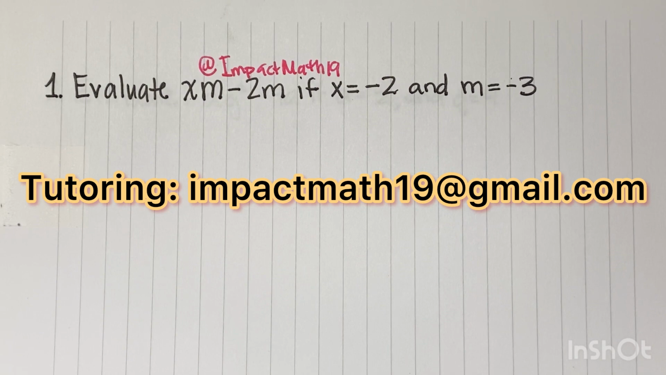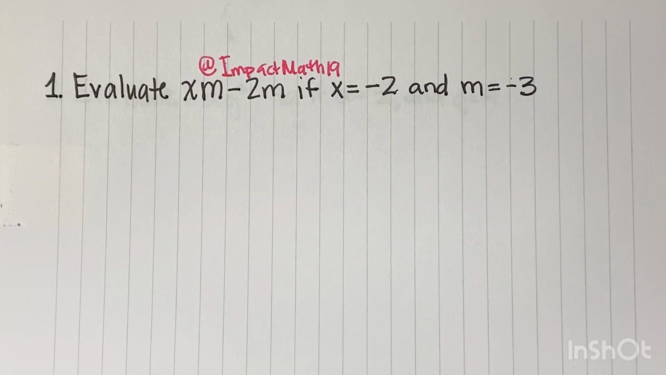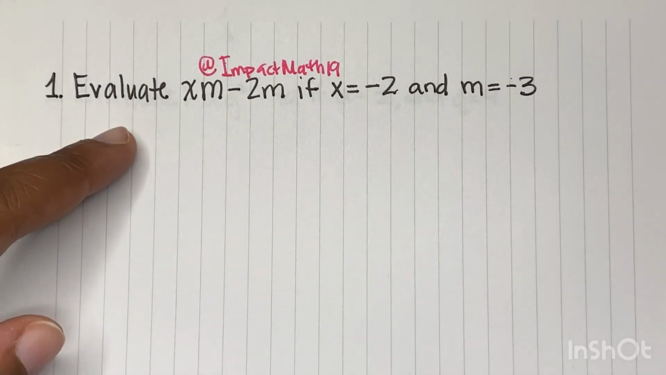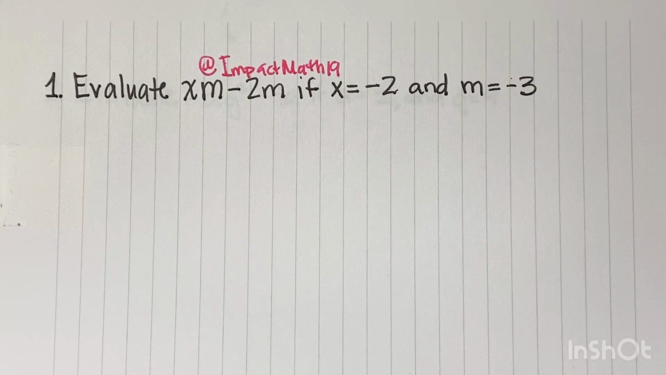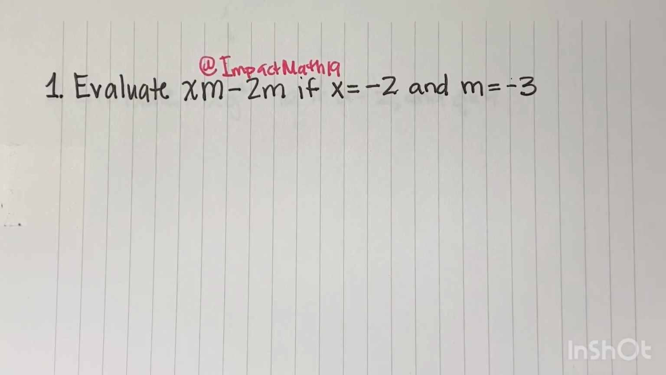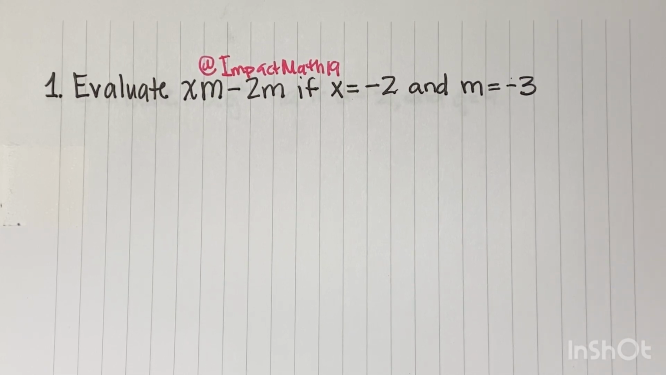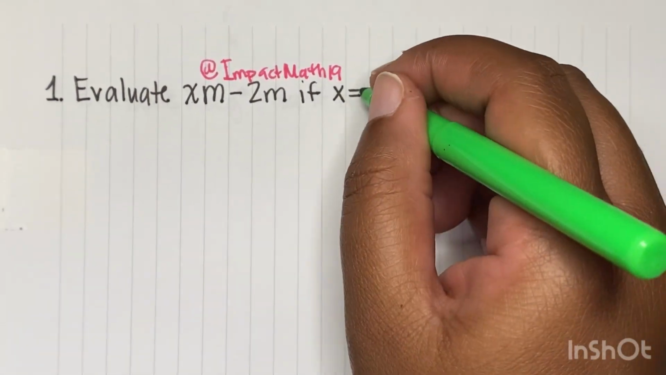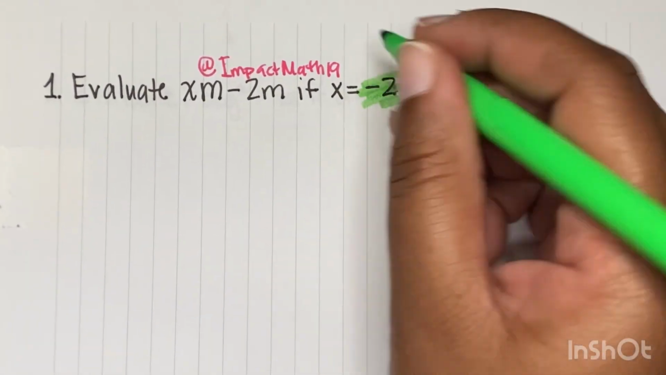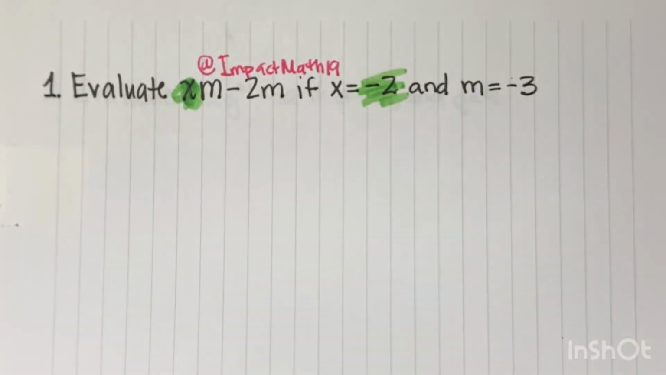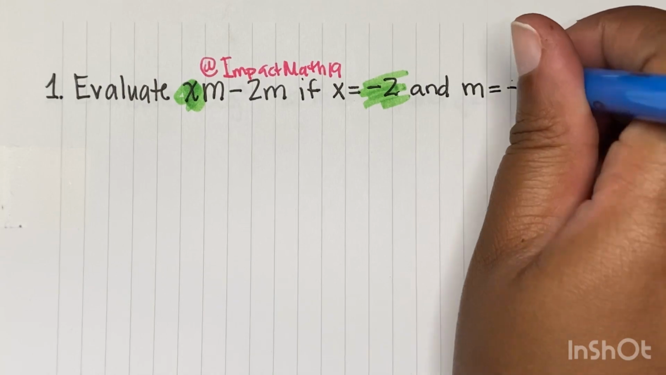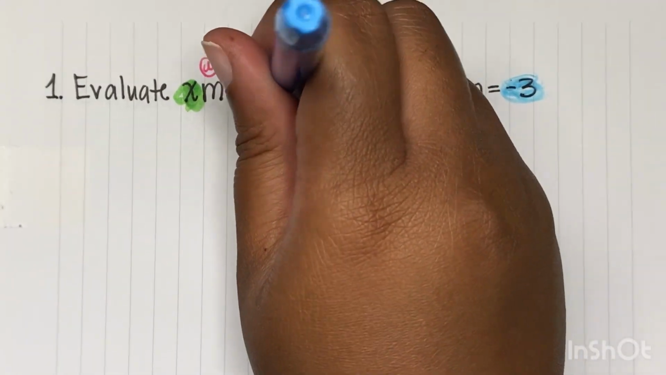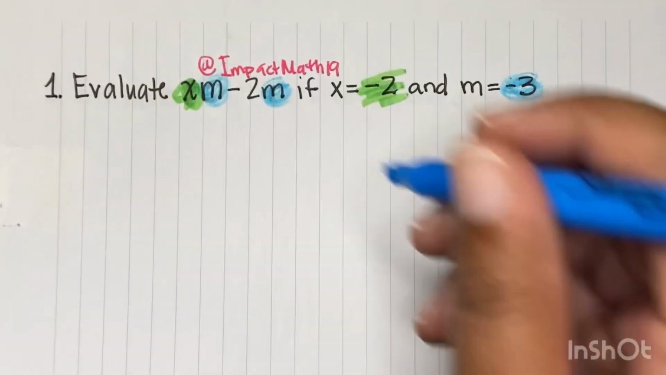Alrighty, we're gonna do some evaluating. So we're gonna evaluate some equations or expressions. It says evaluate xm minus 2m if x equals -2 and m equals -3. Whenever they give you what x and m are, you can plug them in. So wherever I see an x, I'm gonna plug in -2, and wherever I see an m, I'm going to plug in -3. So I'm going to put -3 here and -3 here.